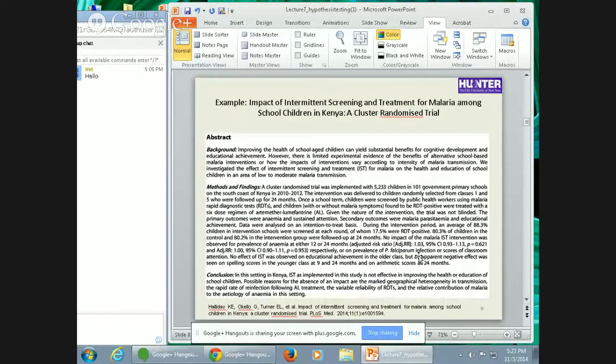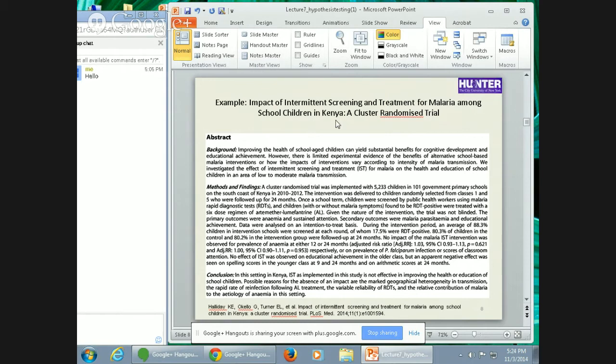So this paper is actually titled "Impact of Intermittent Screening and Treatment for Malaria Among School Children in Kenya, a Cluster Randomized Trial." So in this study, they picked out a sample of a number of schools in Kenya and randomly assigned them to doing nothing or to an intervention which involved regular screening and testing for malaria with treatment for any individuals identified as having malaria.